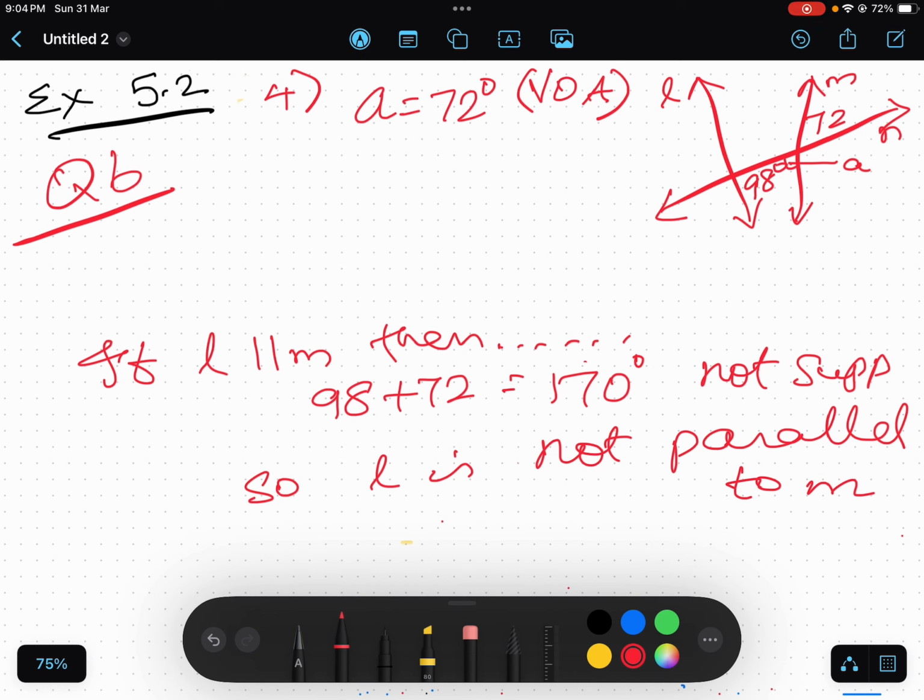So the lines and angles chapter is over with this. I'm happy. It's over. So chapter 5 is over. Tomorrow we will start with chapter 6. Chapter 6 is a geometrical chapter.